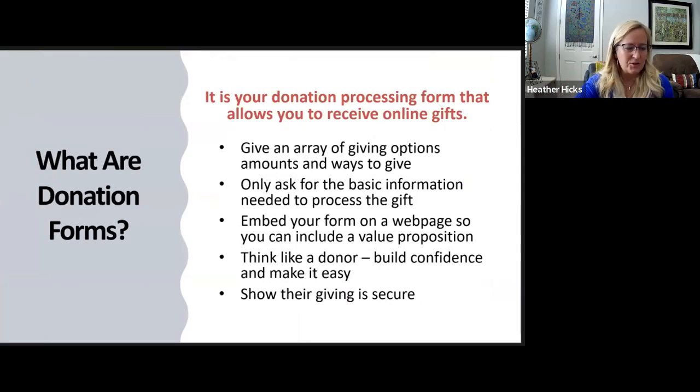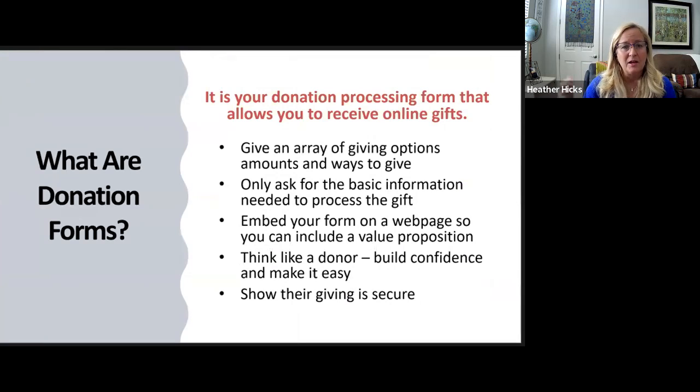All right, so we hit giving pages, and I need to wrap up pretty quick so we can get some questions and answers and open it up. But I want to hit donation forms. What is that in comparison to a giving page? Remember, the giving page was the page that says, here are your ways to give, here are your options. The donation form is actually where the donation gets processed.